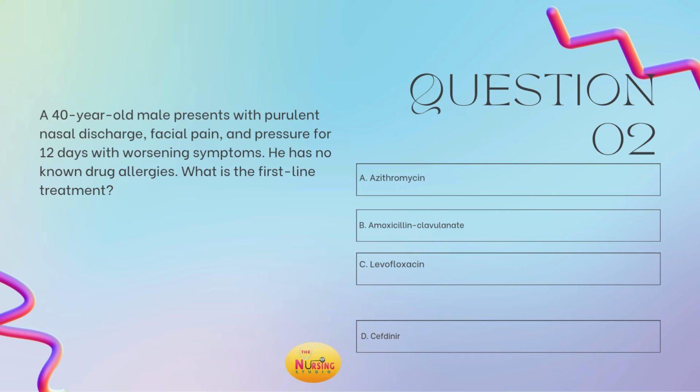All right, so the keys here are purulent nasal discharge and facial pain. So still sinusitis, but that purulent discharge is making us think there's maybe a bacterial component. 12 days with worsening symptoms. Anytime you think sinusitis and it's 10 days or more, it warrants treatment with antibiotic management, okay? So 12 days is also letting us know we need to implement therapy.